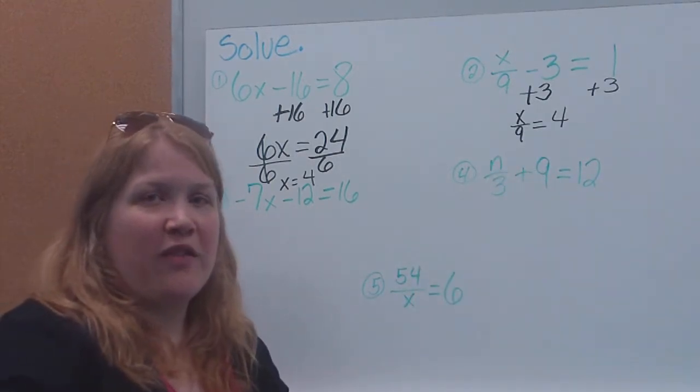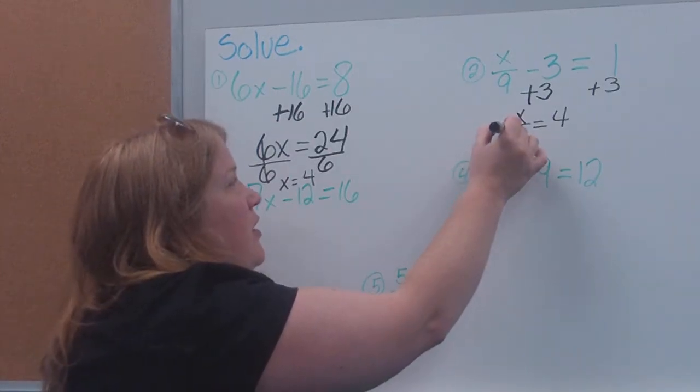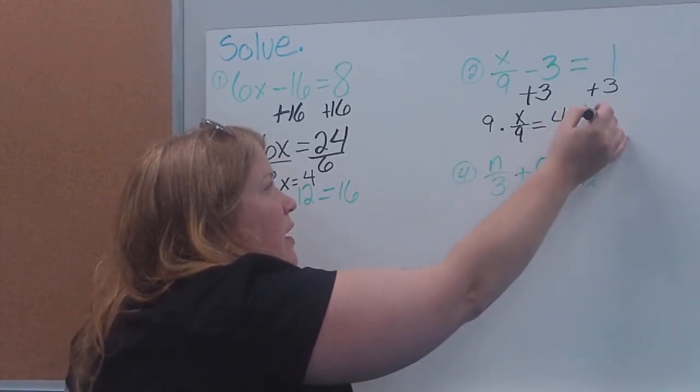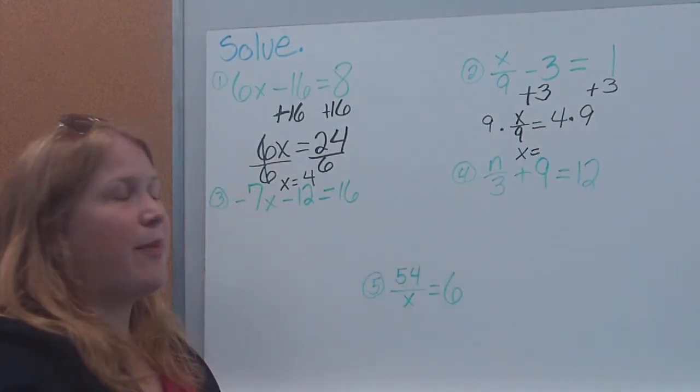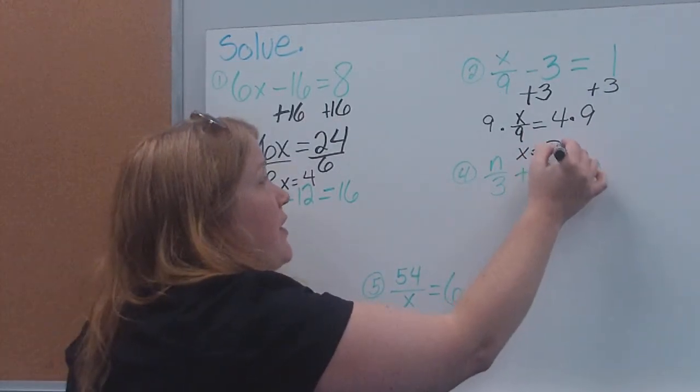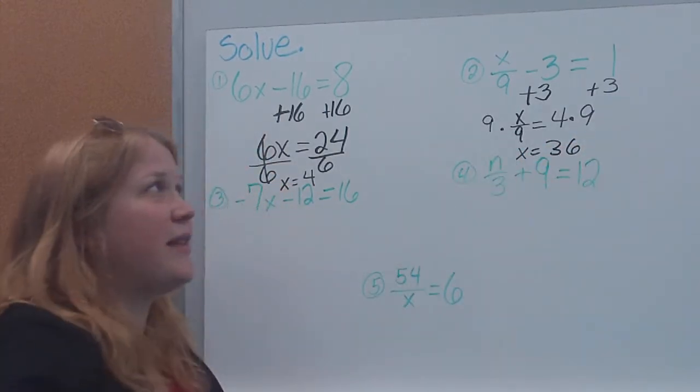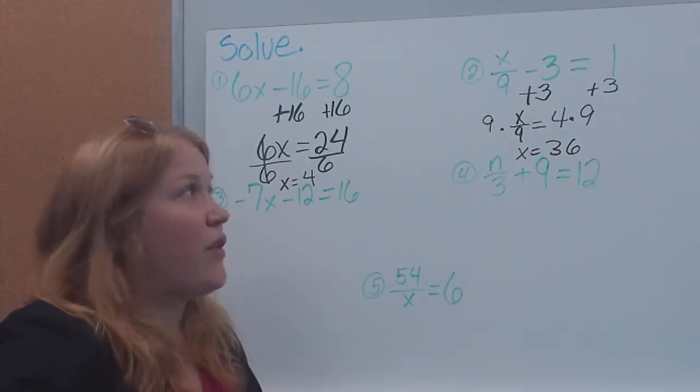Now I need to undo my division. We undo division using multiplication. If I multiply this side by 9, I need to multiply the other side by 9 as well. 9 times 4 is 36. I'm only left with x on this side, so x is equal to 36.